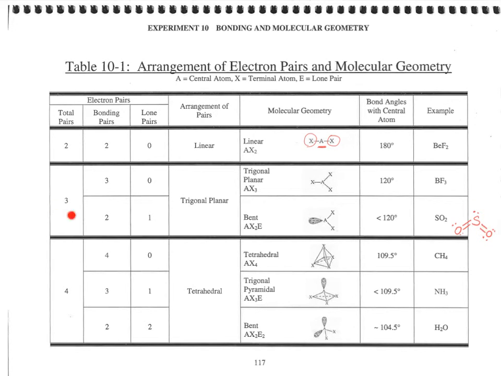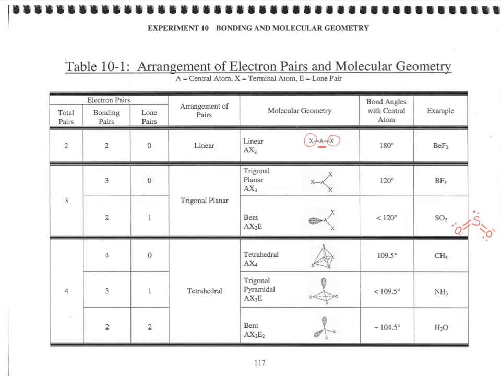In total we have 3 pairs, and these 3 total pairs determine the arrangement of pairs in this molecule, sulfur dioxide, as trigonal planar. And actually this trigonal planar arrangement is needed to determine the central atom's hybrid orbitals.